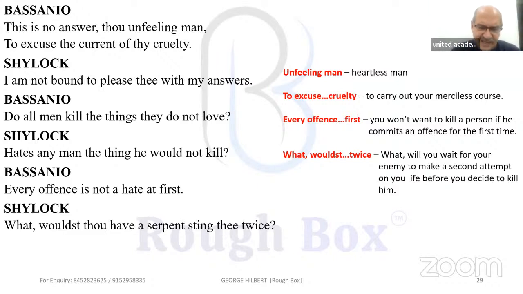The serpent here is the enemy. But even if you take it in the literal sense, if a snake bites you for the first time, you are not going to tell the snake, okay, fine, now one chance is over. Second time, if you bite, I'll kill you. You will not do that. As a matter of fact, before the snake can bite you, only you might kill him. So Shylock's argument is quite logical.